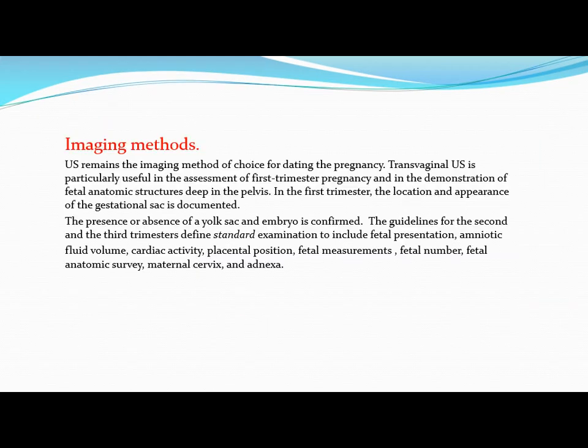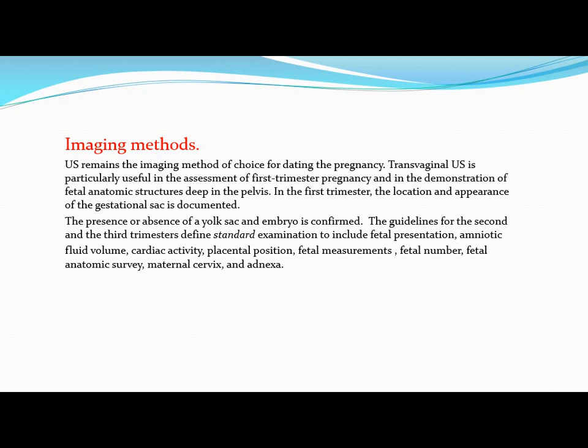Imaging methods. Ultrasound remains the imaging method of choice for dating the pregnancy. Transvaginal ultrasound is particularly useful in the assessment of first trimester pregnancy and in the demonstration of fetal anatomic structures deep in the pelvis. In the first trimester, the location and appearance of the gestational sac is documented. The presence or absence of a yolk sac and embryo is confirmed.